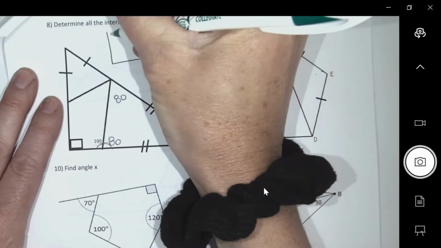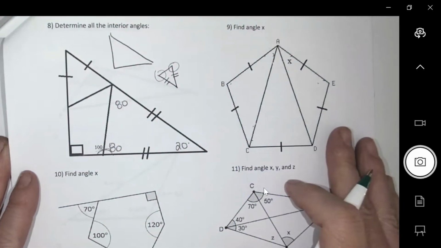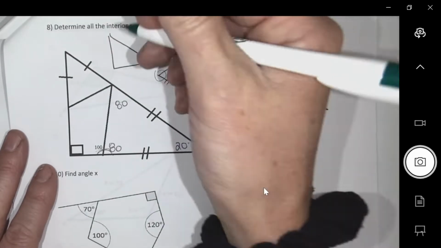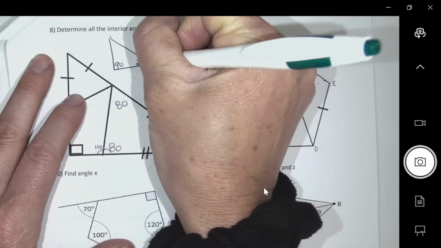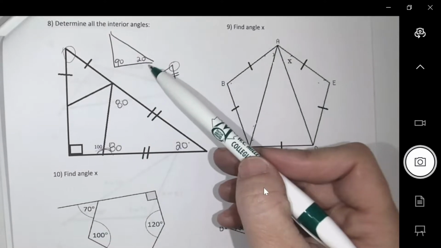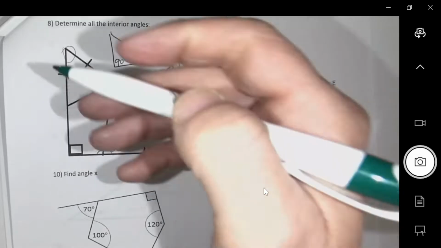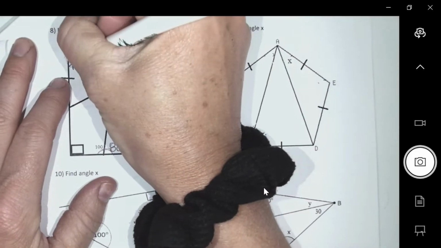Okay, now I'm going to visualize the whole entire triangle. So this is 90. Now this is 20. Can I get this top corner? 90 there, 20 there, so that's 110. So now I need 70.